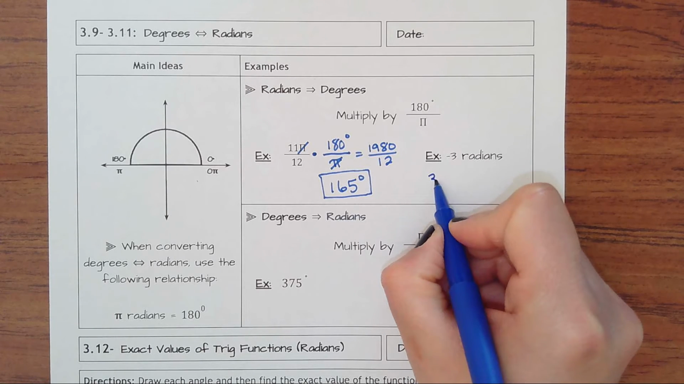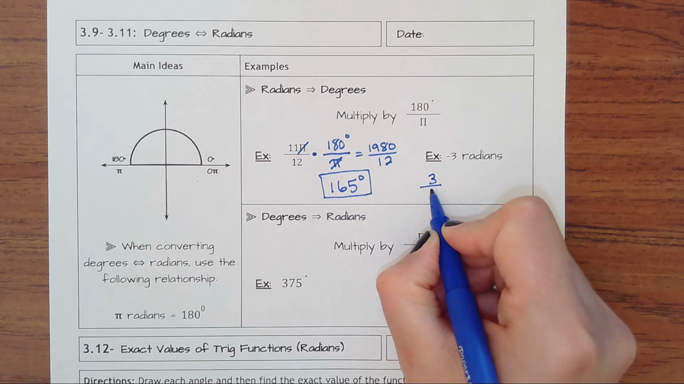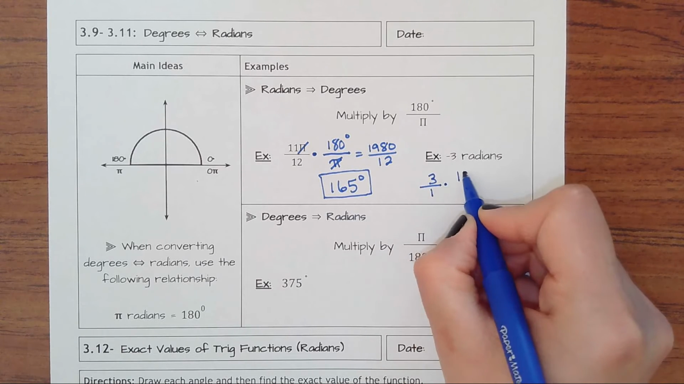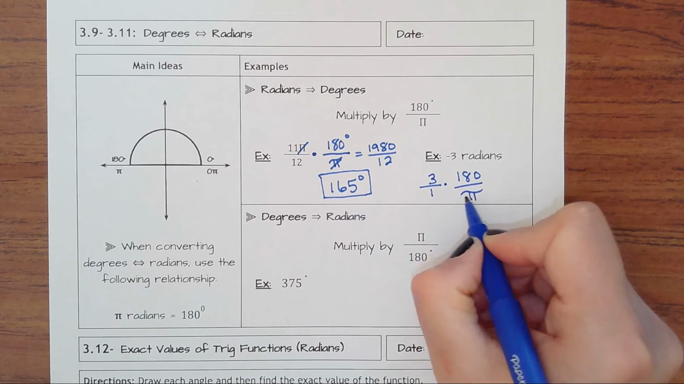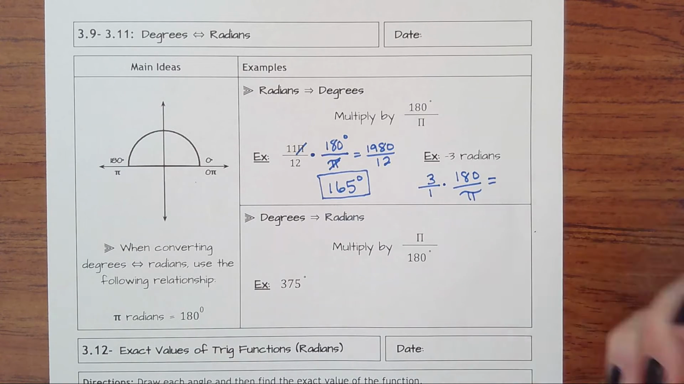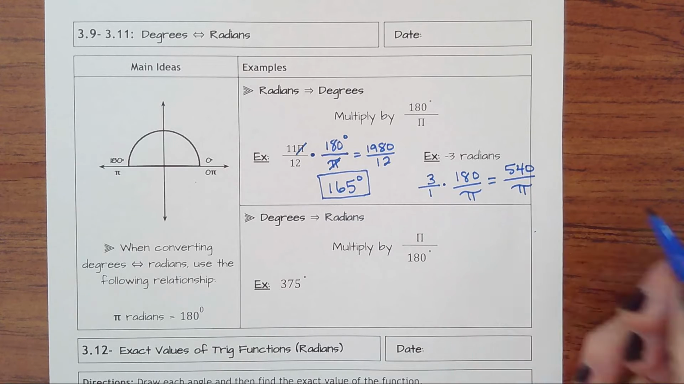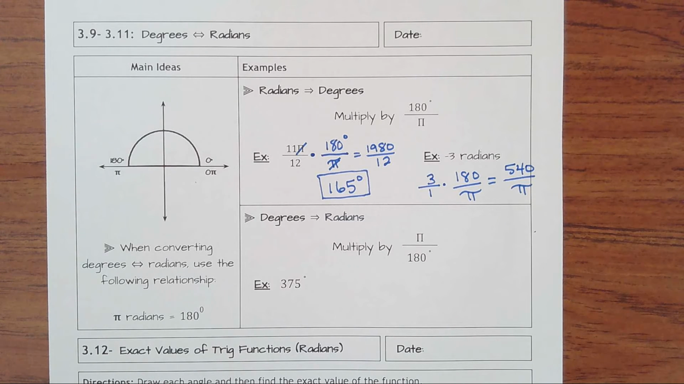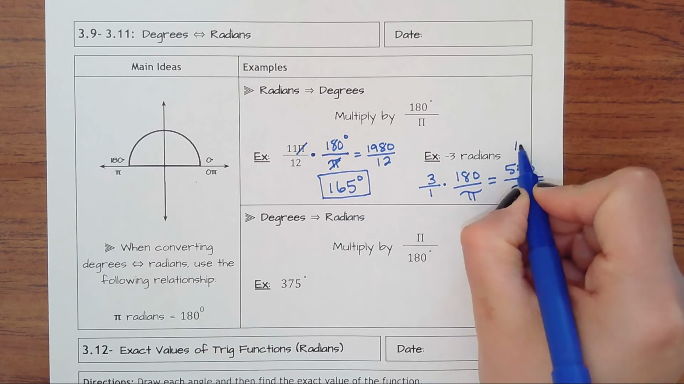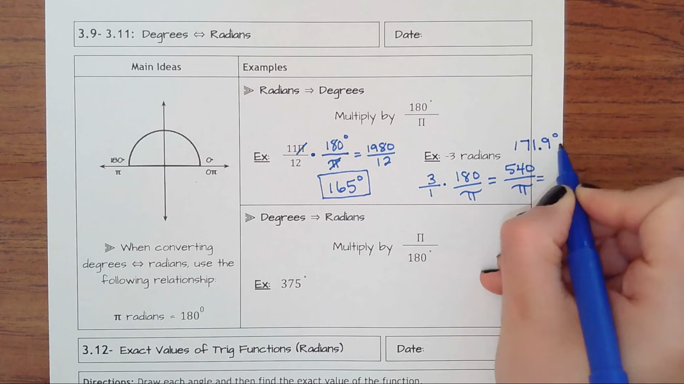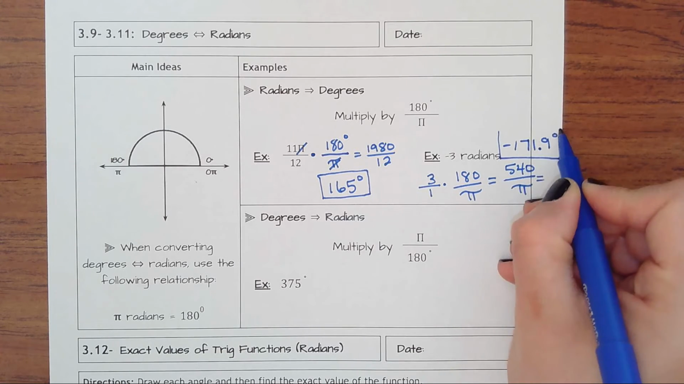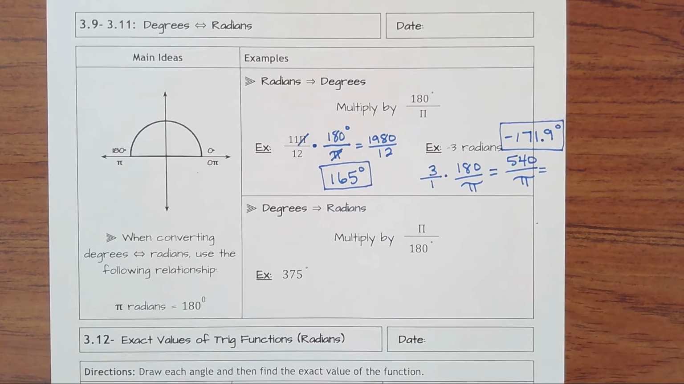So we would put 3 over 1. Since this is radians, I'd still do times 180 over pi, even though there's not a pi there. And so we're actually going to take 3 times 180, which is 540, divided by pi. They're wanting us to get a rounded decimal, which would be 171.9 degrees, and it would still be negative, because negative tells us which direction we're going.